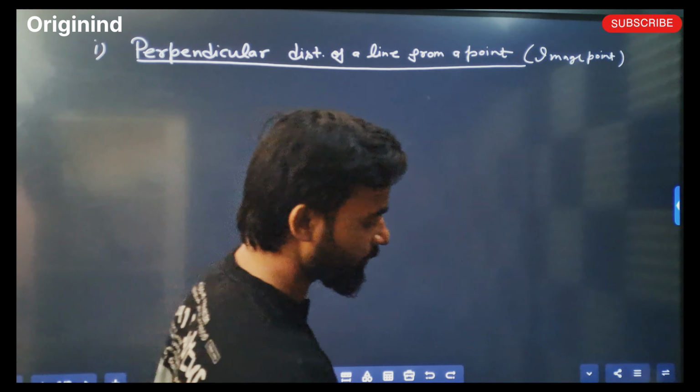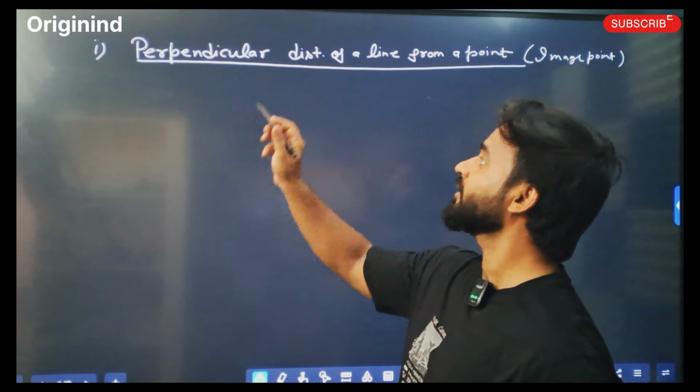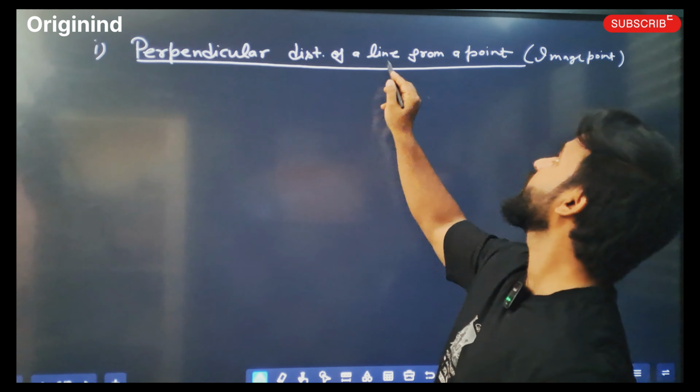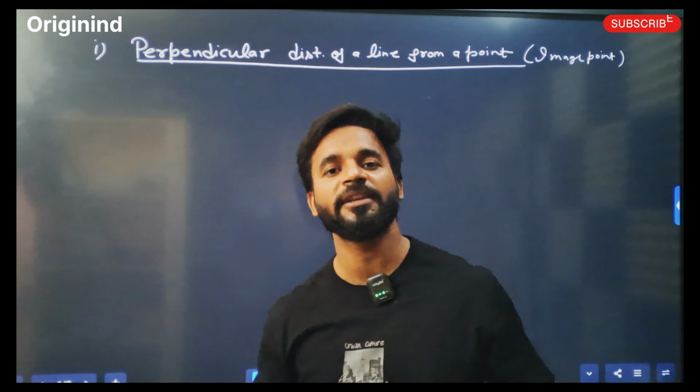First, if he asks only for the perpendicular distance, that is a 2 marks question. If he asks for the perpendicular distance and the foot of perpendicular, that is a 3 marks question. And if he asks for the perpendicular distance, foot of perpendicular and image point, that is a 5 mark question.